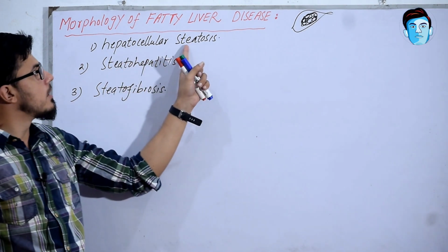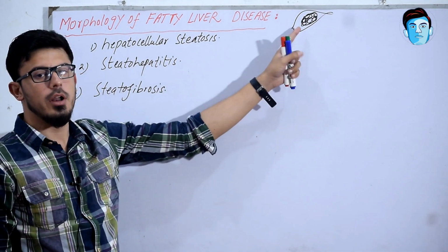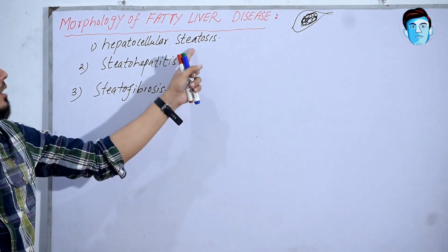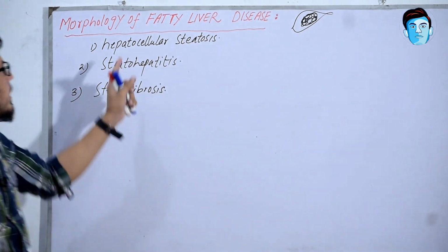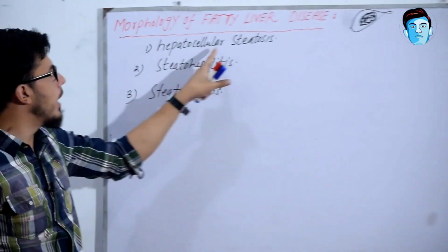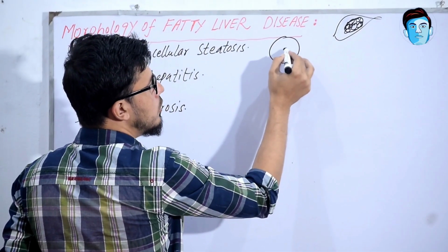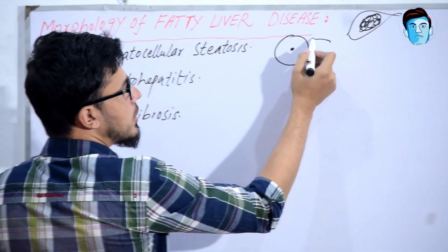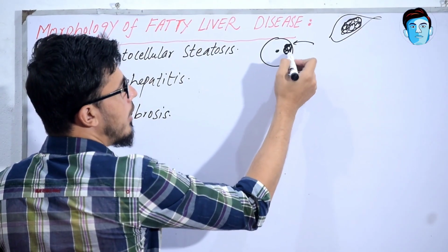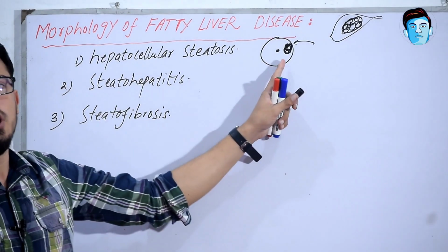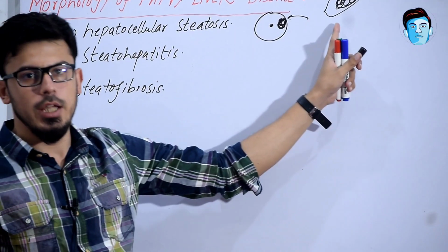So what does steatosis mean? Steatosis means whenever there is fatty accumulation in the liver, we generally term it steatosis. That is nothing but the fatty accumulation within the hepatocytes. So starting with hepatocellular steatosis, say if this is a hepatocyte and this is the nucleus, here the fatty accumulation occurs. As a result of this, it converts into fatty globules. So here there is accumulation of fatty globules, but they are not associated with inflammation.